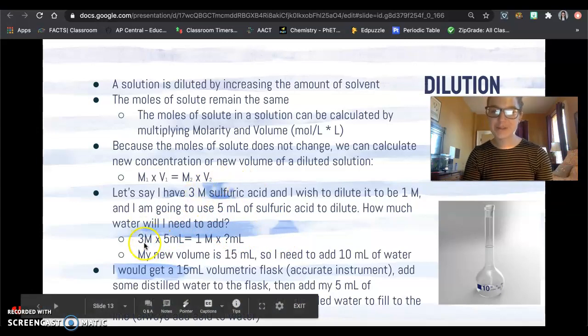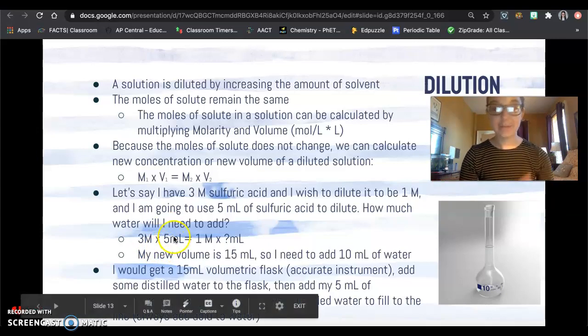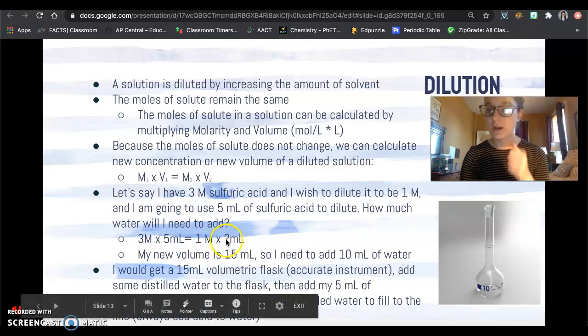But here, my original concentration is 3 molar of my stock solution. My original volume, I haven't added anything, I'm just using 5 milliliters of that solution, is 5 mils. I want a 1 molar concentration. So how much water am I going to end up adding? That's not what the question mark is. The question mark is, what is the volume of my total solution after I have diluted to 1 molar? So just be careful of keeping in mind what that X or question mark actually means.